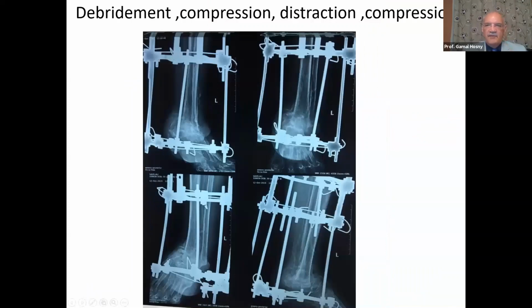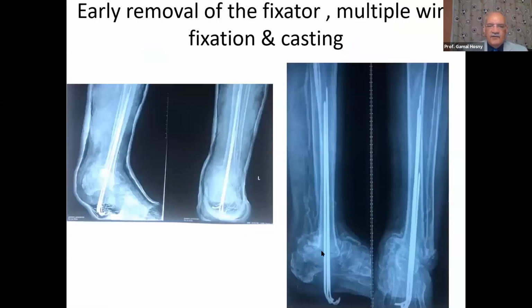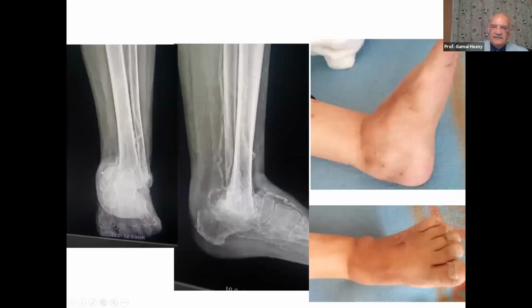The problem with this patient is that he had to travel because of some problems. So we had to remove the frame early. When we removed the frame, we put multiple thick K wires to fix the position, and casting for 3 months. Then we removed the wires. You see complete union and the closure of the skin.